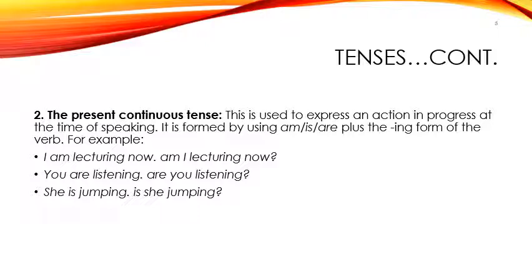Examples: I am lecturing now. Or am I lecturing now? In statement and question forms. The second example, you are listening. Are you not listening? Or are you listening? Still the same forms. She is jumping. Is she jumping? So these are examples of present continuous tense.